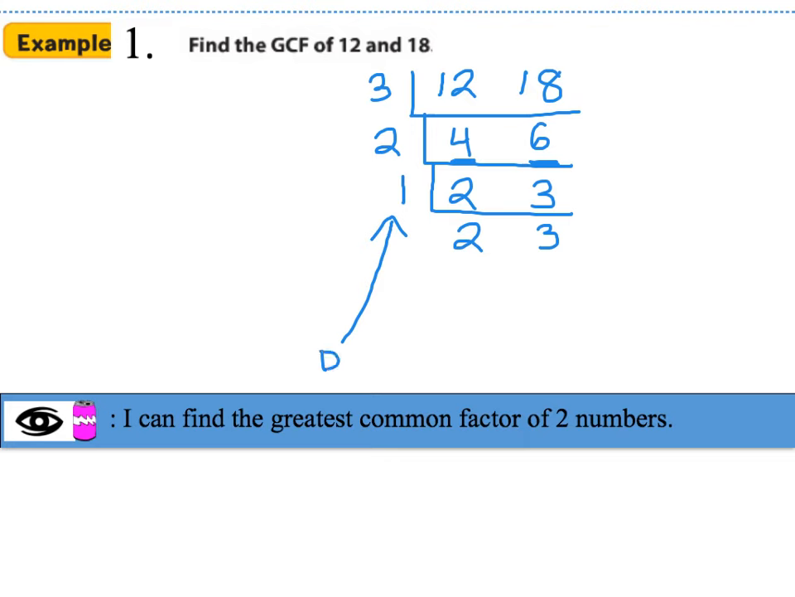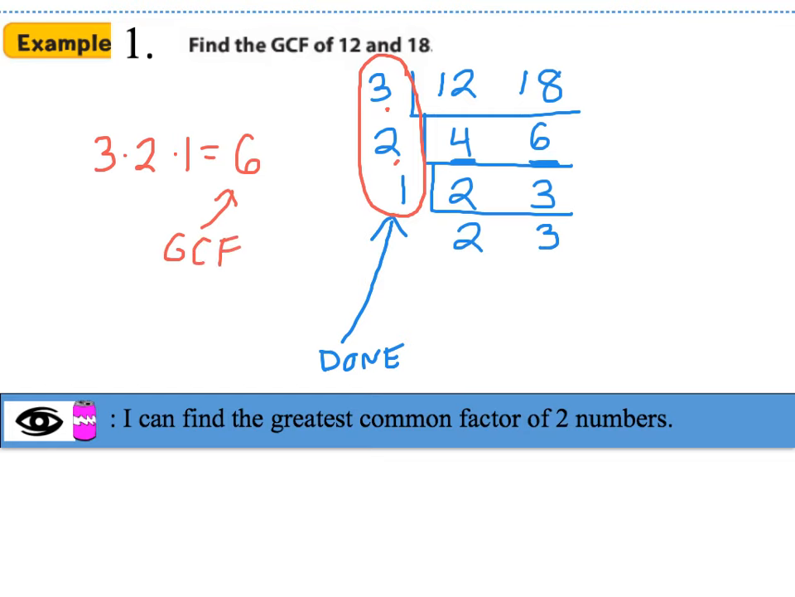So we know that our ladder is done because we have a 1 on the bottom. But in order to get the GCF, I need to multiply all the numbers on the left-hand side of the ladder. So I'm going to write 3 times 2 times 1, because those are all the numbers on the left-hand side of the ladder. If I multiply them together, I get 6. So my GCF, or greatest common factor, of 12 and 18 is equal to 6.